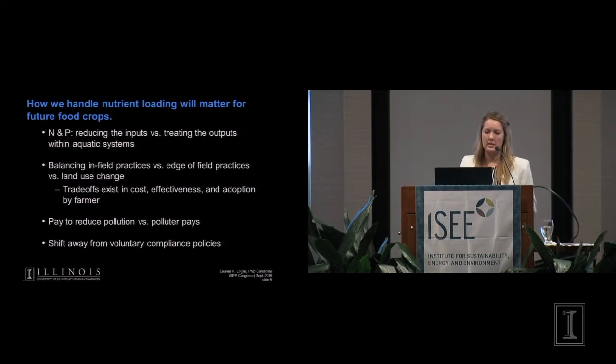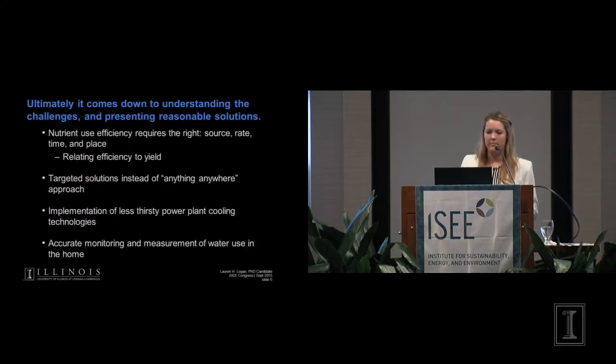And that there are trade-offs that exist in cost, effectiveness, and the willingness for farmers to adopt these practices. And do we want to pay to reduce pollution or have the polluter pay? That's another issue that we're struggling with as far as nutrient loading in our system. And with a shifting away from voluntary compliance policies, how do we get the changes at the farm level in a way that makes sense for everyone?